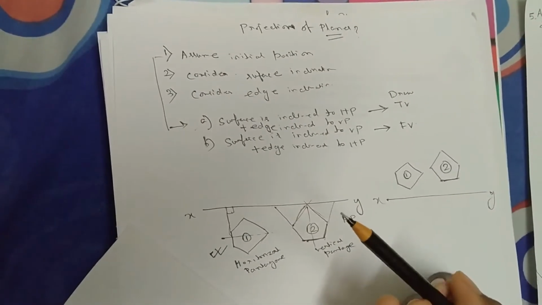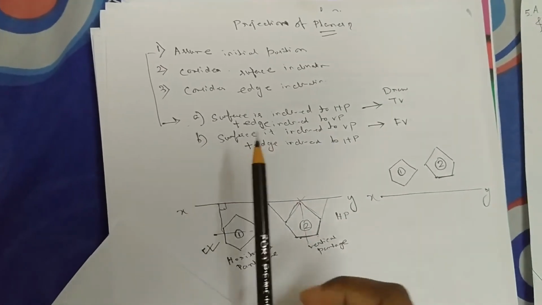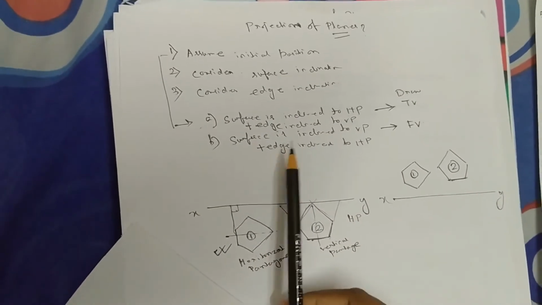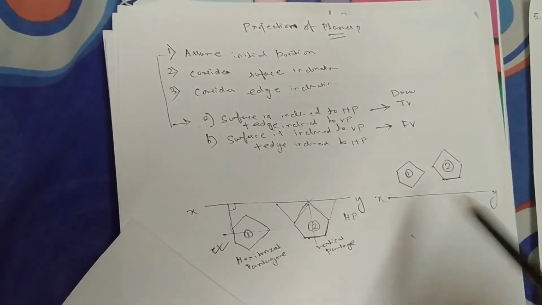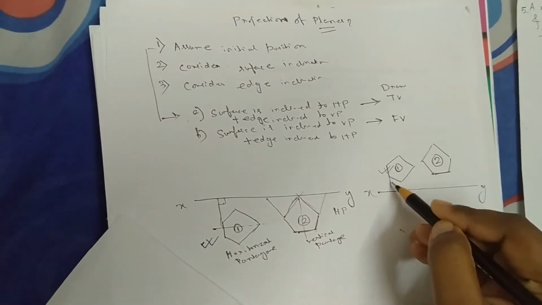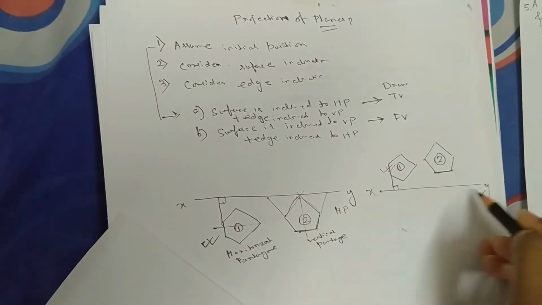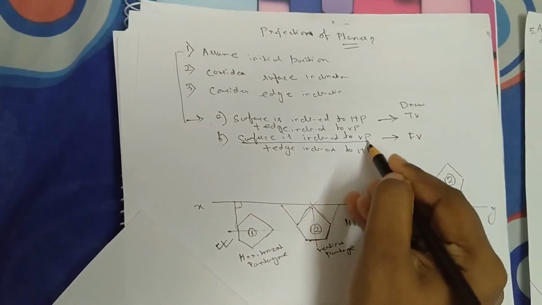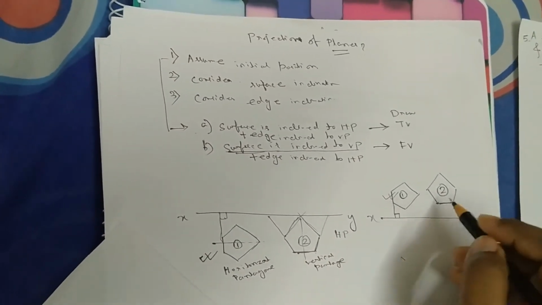So again same consideration. If your question is asking that the surface is inclined to VP and the edge is inclined to HP, then obviously you have to consider the first case, because this one edge is making a 90-degree angle with the XY line. If only this thing is given in your question, then you can go for any of them.